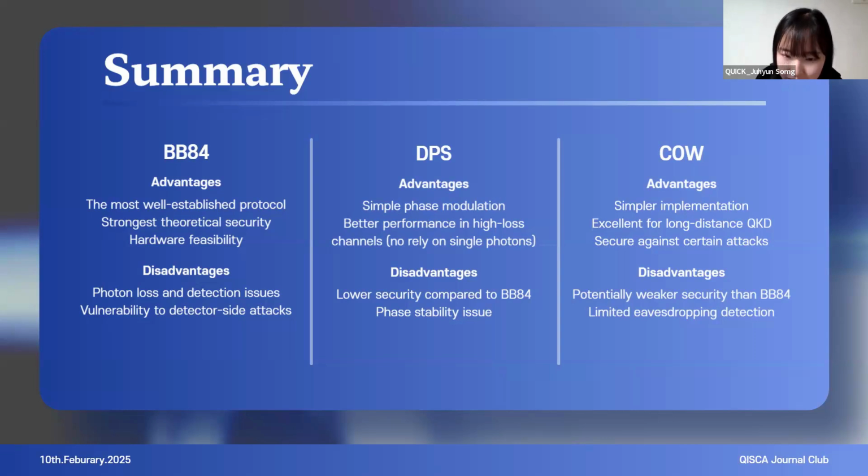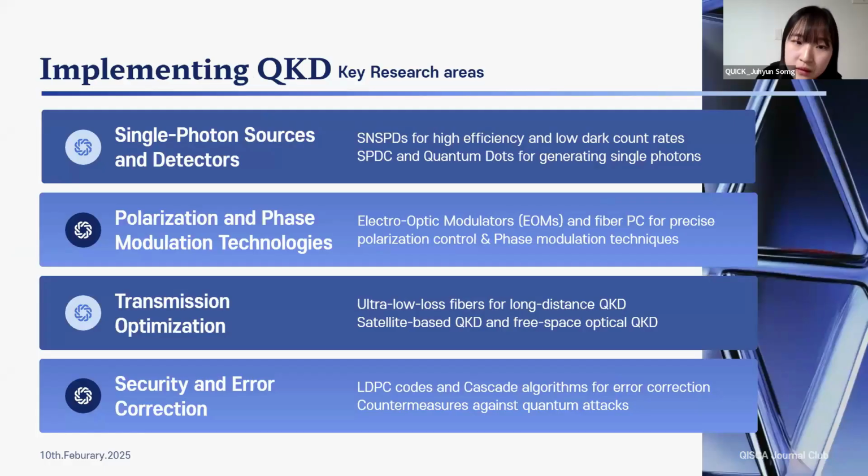However, its security is only proven against collective attacks, and eavesdropping detection is limited compared to BB84. And it relies on visibility measurements, which require highly stable equipment. Despite these drawbacks, COW remains one of the most practical QKD protocols for long-distance fiber networks.